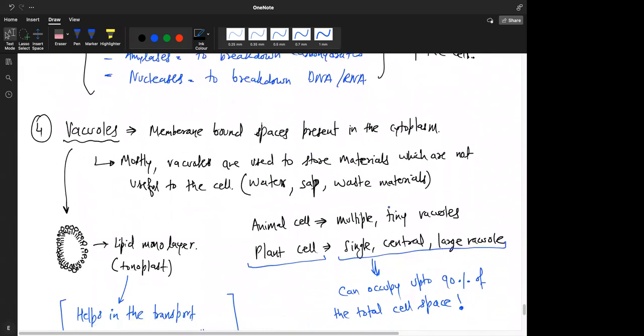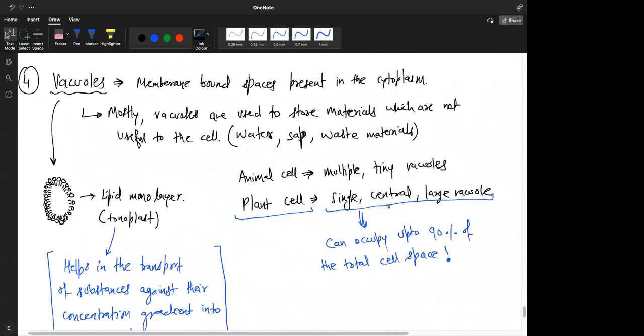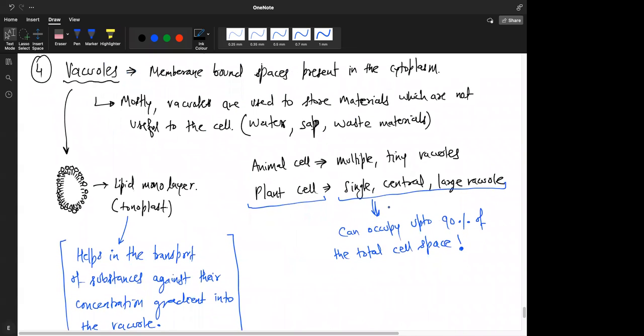Now we have the last one, vacuoles. These are membrane-bound spaces present in the cytoplasm. They are just like storerooms. Basically, any waste material or anything which has to be stored just goes inside it.